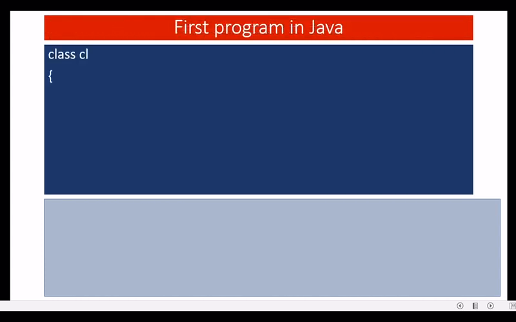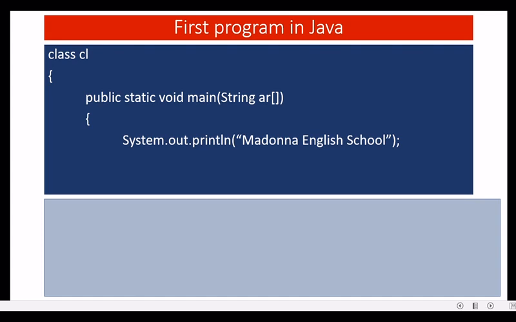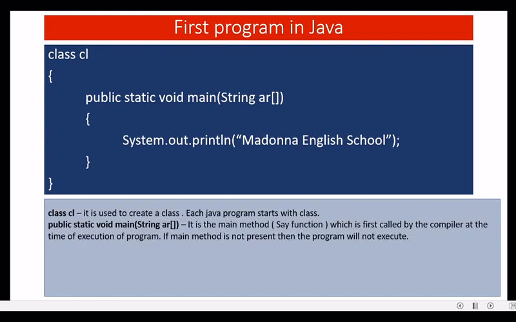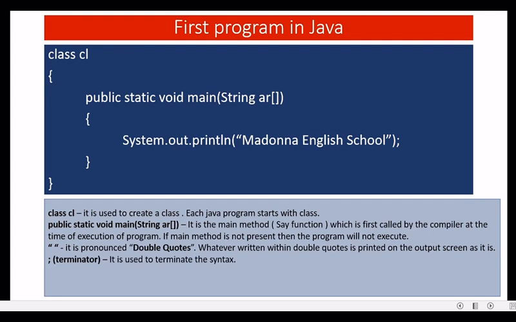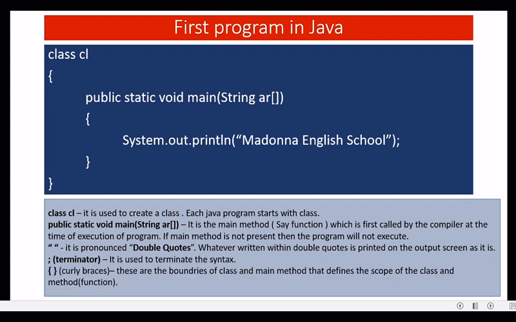After that we wrote the first Java program, that started with class, public static void main, String args, and then we wrote a syntax System.out.println("Madonna English School") to print Madonna English School on the output screen. And after that we got the explanation of different terms and symbols used in the program.